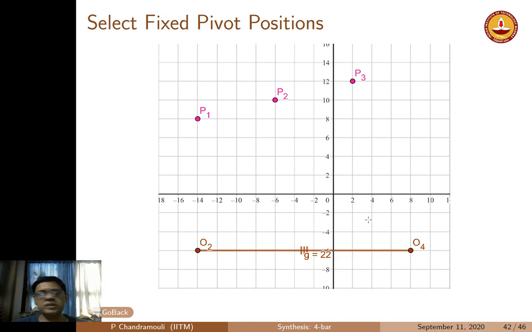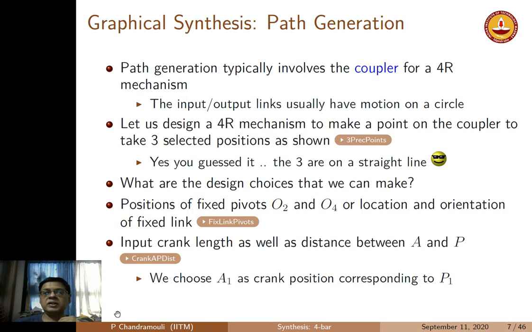So in this particular case, like the second crank rocker design, I decide what is O2 and what is going to be O4, and also the orientation of this, which in this case I have chosen conveniently to be horizontal. Then the design that we have to do is to basically find out the crank length as well as the distance between the point A and P. A and B are basically the floating pivots. So what is the distance between A and this point P is something that we are going to decide. So these are the two design parameters.